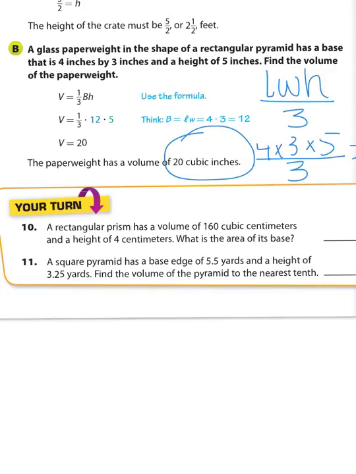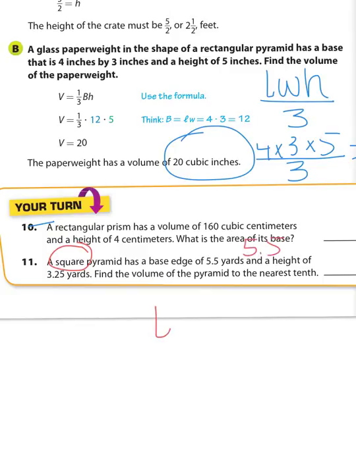And we're going to skip over number 10 for now, but we'll do number 11. A square pyramid has a base edge of 5.5 yards and a height of 3.25 yards. Find the volume of the pyramid to the nearest tenth. This one only gives you 2 numbers, but the base is a square. So that means that the edges are 5.5 and 5.5.